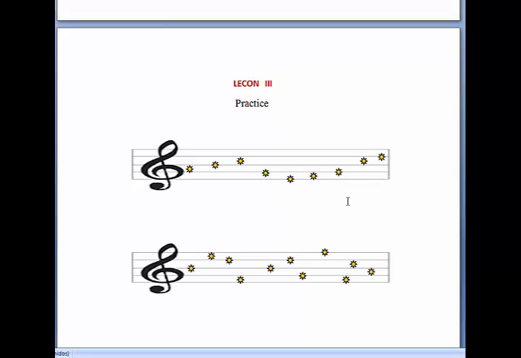Take a piece of paper, make 5 lines, and try to draw that clef. Try to do it. Try to do it with that clef. You can practice by yourself.